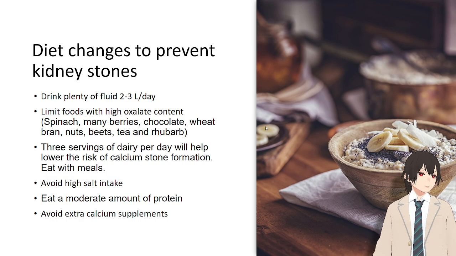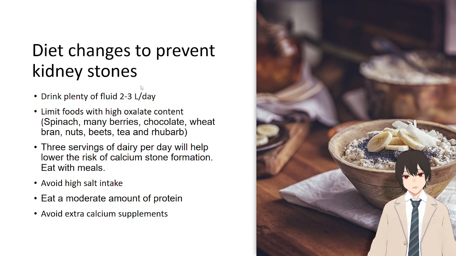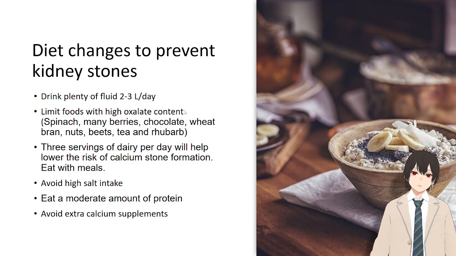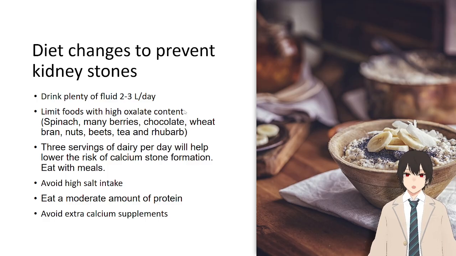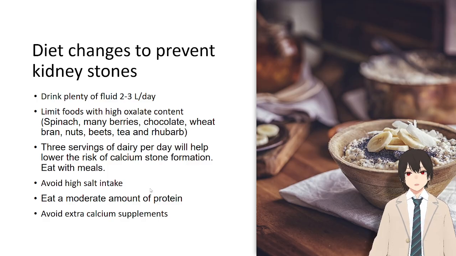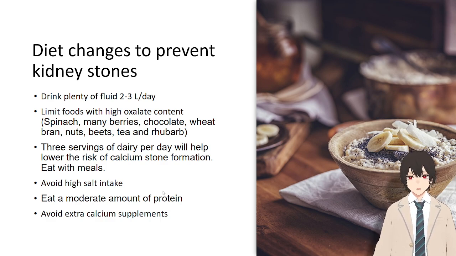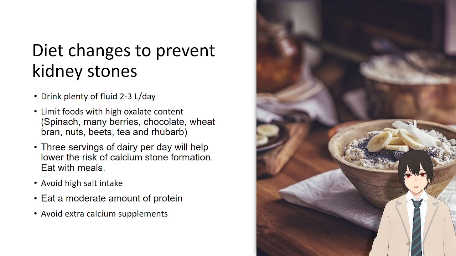So once again, dietary changes: you want to make sure they stay hydrated, with the recommended amount. Like we said earlier, limit the foods high in oxalate unless you're having calcium with them, because of the relationship between calcium and oxalate. Avoid high salt, cut down on protein because it's high in uric acid, like liver and the really heavy kinds of meats, and avoid extra calcium supplements, because too much calcium can cause a calcium stone to form.